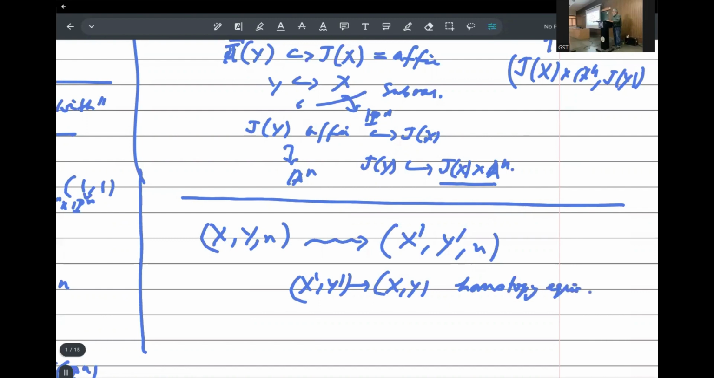Actually, in fact, not just homotopy equivalence, this is essentially a bundle of ANs, an AN bundle, over each thing. I mean, it's not the same AN here. You can see that it's not the same AN for X and Y, but in both cases they are AN bundles. So it's a homotopy equivalence. And what did I want? X prime, Y prime, X prime is affine and Y prime is a closed subscheme.